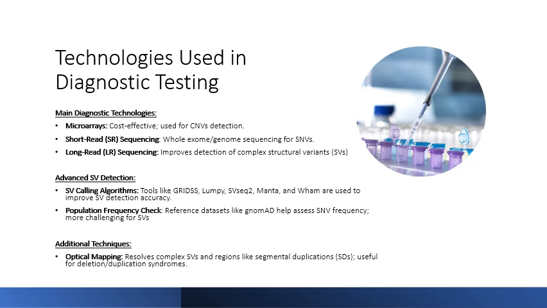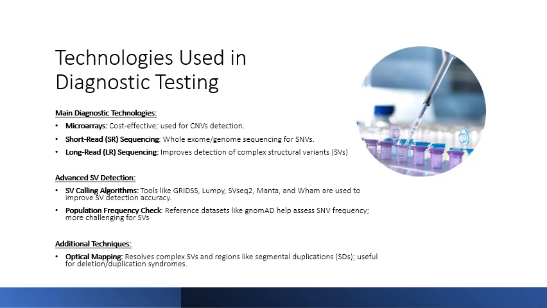Short-read sequencing includes whole genome and whole exome and primarily targets single nucleotide variations or SNVs. Long-read sequencing enhances the detection of complex structural variants or SVs, which are often missed by short-read sequencing, and also is very useful for things like Fragile X syndrome and triplet repeat disorders.